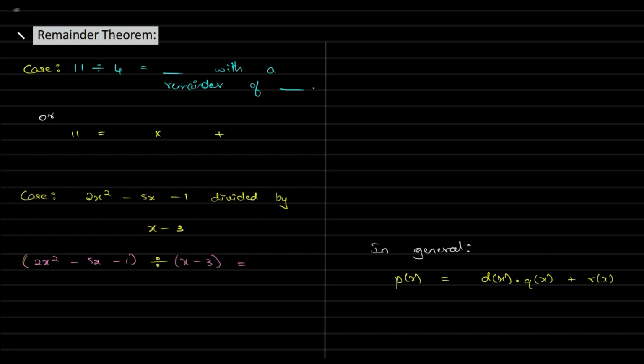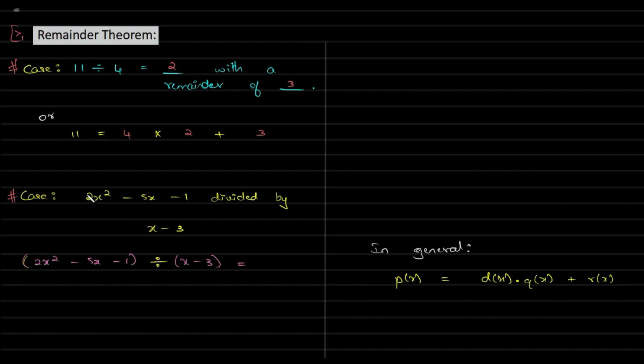We are learning remainder theorem. So to discuss remainder, we need to talk about division first. So we'll start with division of numbers. 11 divided by 4, we get 2 as a quotient with a remainder of 3. So this can be rewritten as 11 is equal to 4 into 2 plus 3.